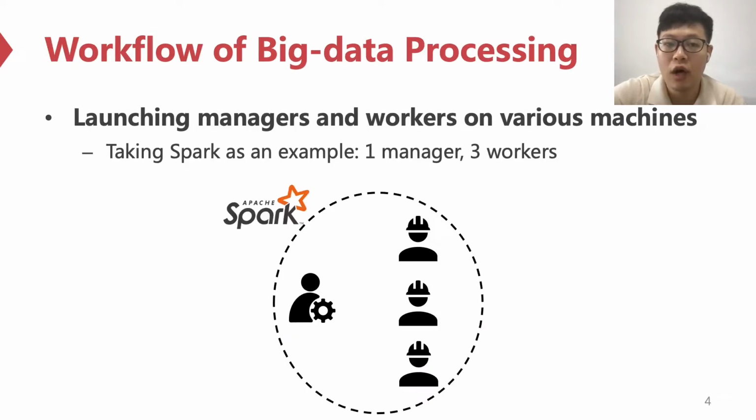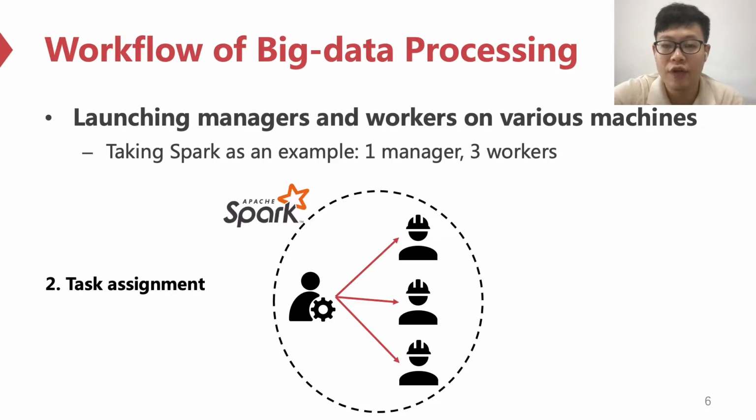The workflow of big data processing is like this. First, we launch managers and workers on various machines. Taking Spark as an example, suppose we want to launch one manager and 3 workers. We will launch them on 4 different machines. The first step is users uploading their applications to the Spark manager. The application is uploaded in a Jar format, which contains the Java class files that will be needed to execute on workers and managers.